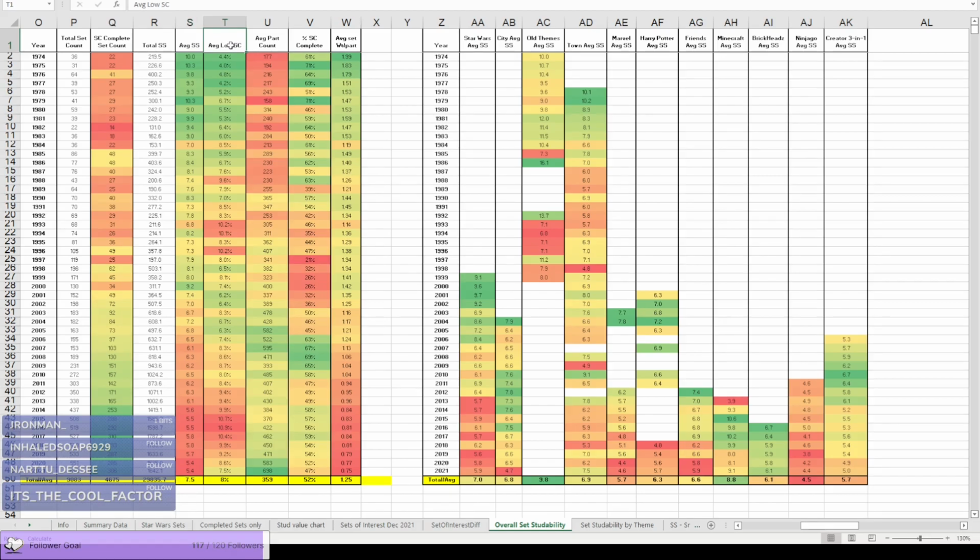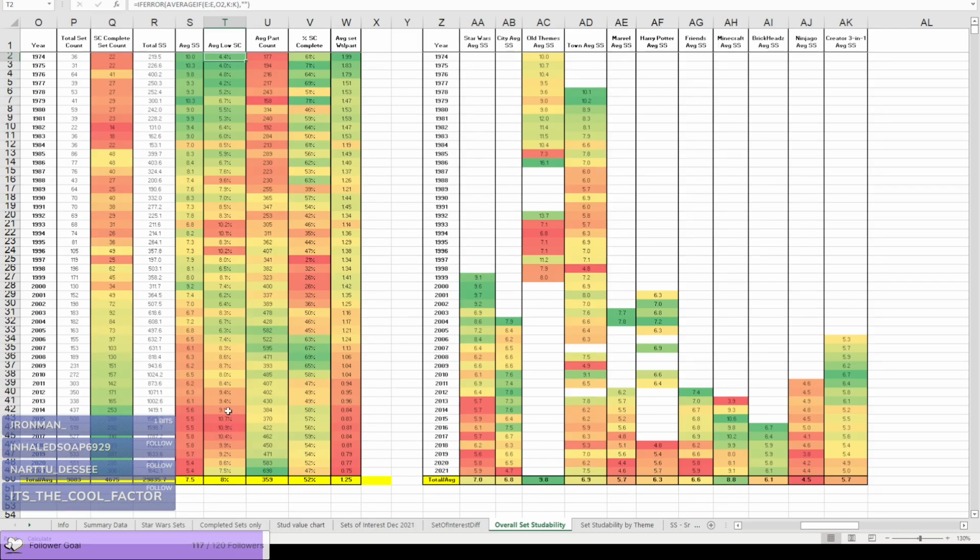So all those parts that are extra in sets nowadays, you get the 1x1 round plate, you get the 1x1 tile, and you get one of each of them. Those are low stud count parts. I forget the exact number I used here, if it's below 2, or 2 or below, or it might be 3 studs or less are considered low stud count parts. And back in 1974, that was only 4.4% of the parts in any set on average.